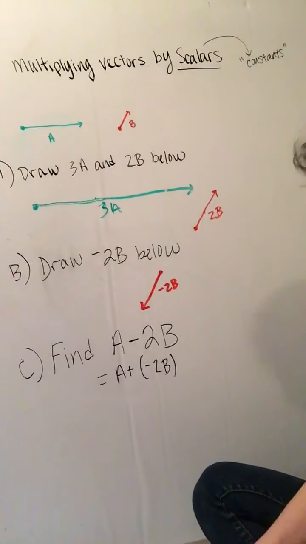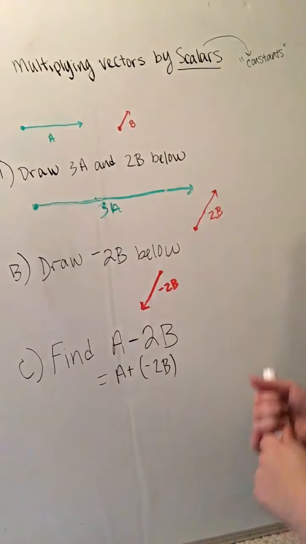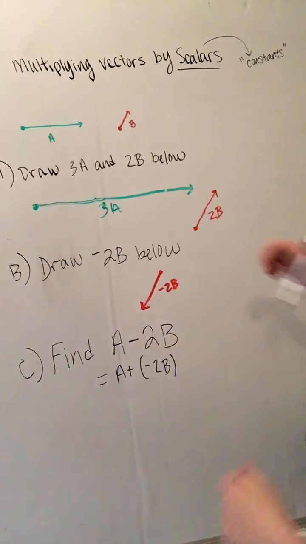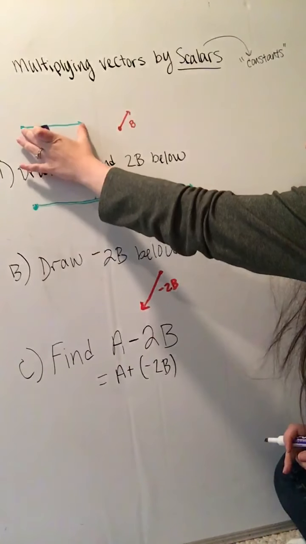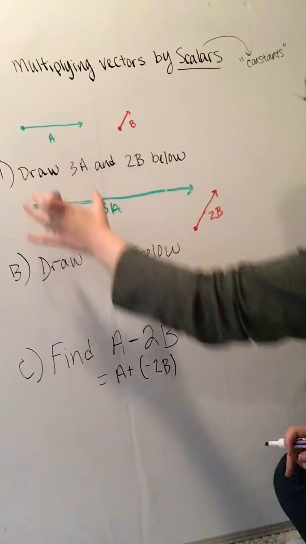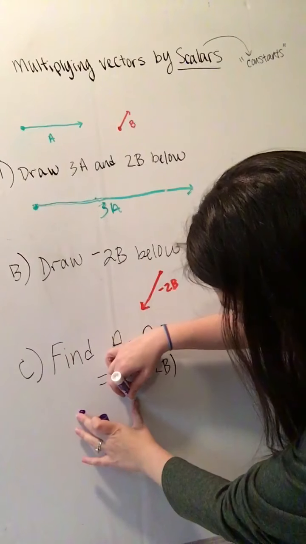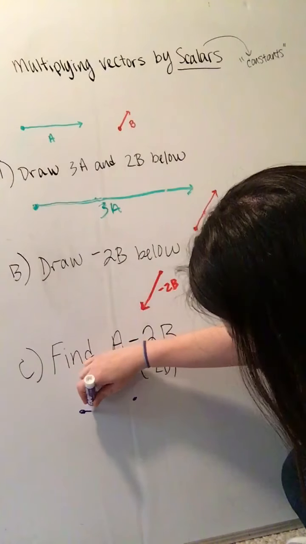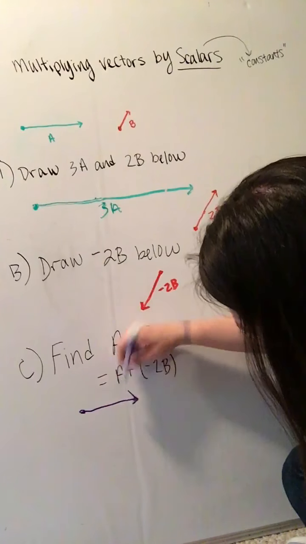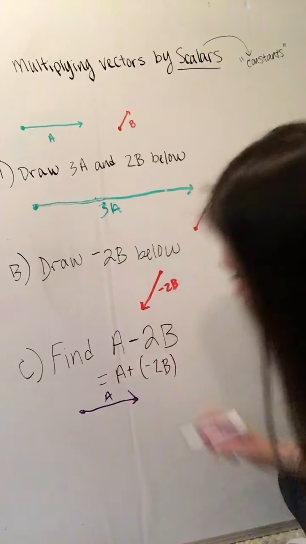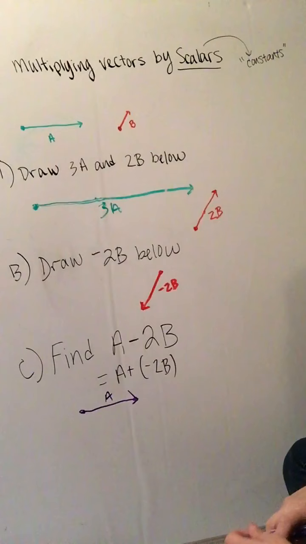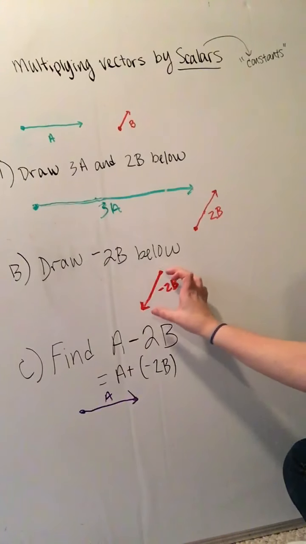So we're going to draw vector A. Let me use my hands again to estimate, and draw vector A right here. Oh, I made it purple by accident, but that's okay. So this is vector A, and we're going to add negative 2B to it.